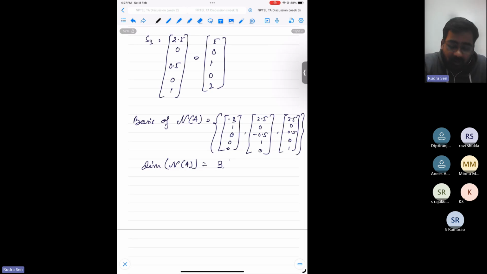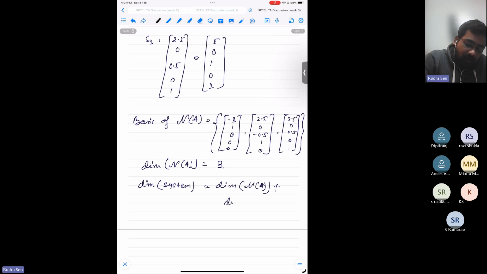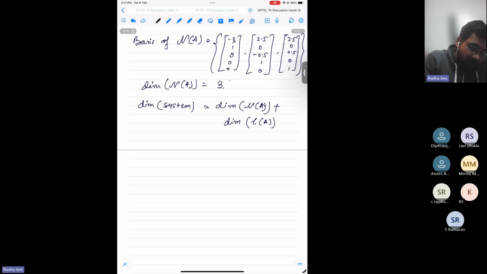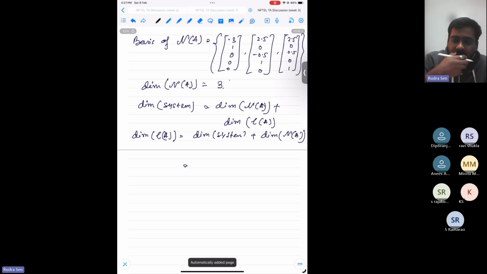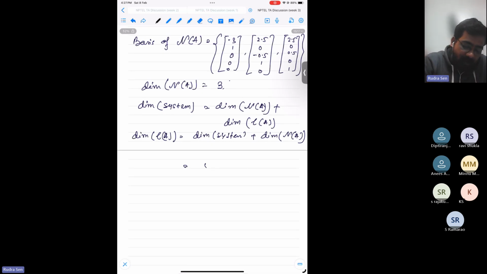How many variables are there? The dimension of the system is the dimension of the null space plus the dimension of the column space. So if we find the dimension of the column space, it is basically the dimension of the system minus the dimension of the null space, right? So what is the dimension of the system? How many variables are there? The number of variables is 5.